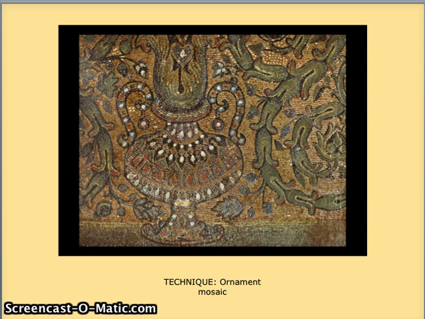And here we have mosaic, which we've already looked at in the Roman and the Greek times, especially with the Romans. They loved the mosaic.